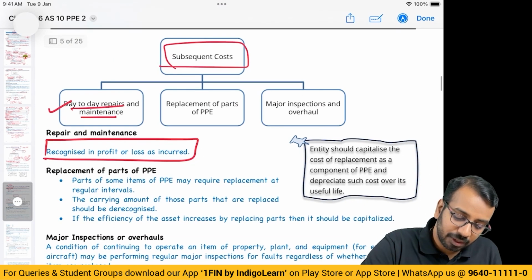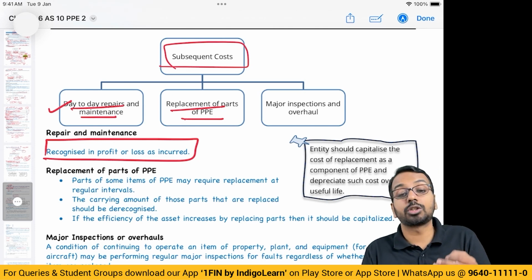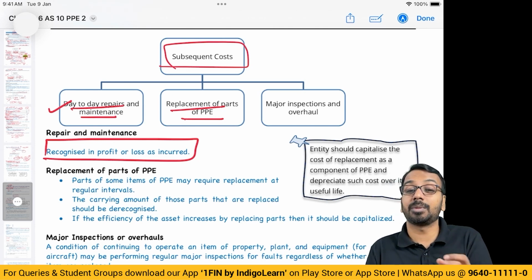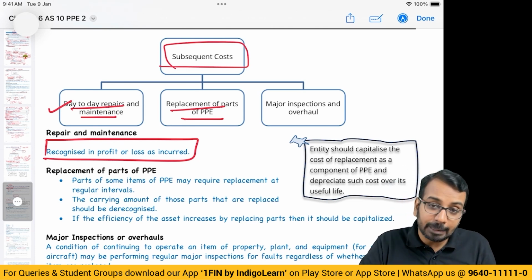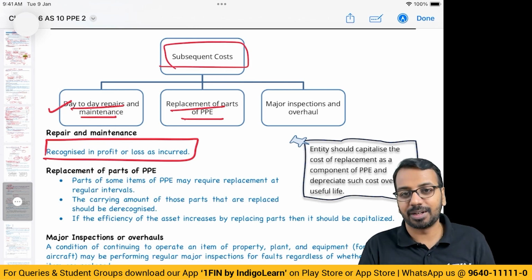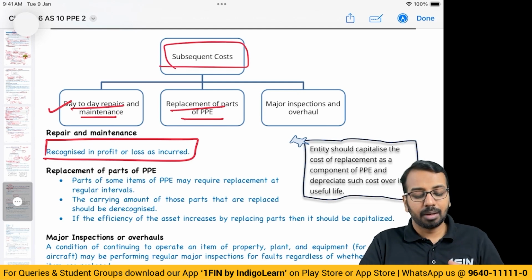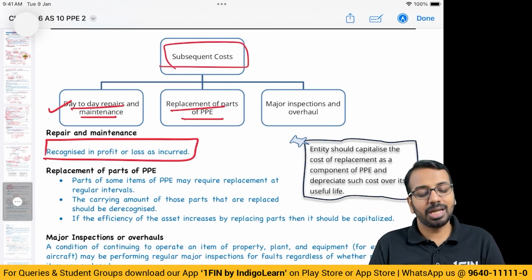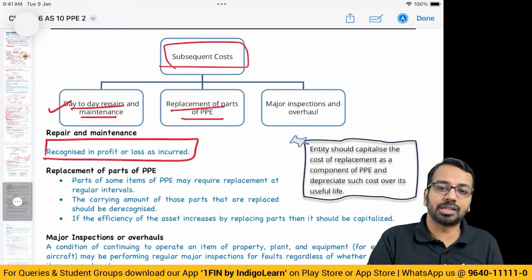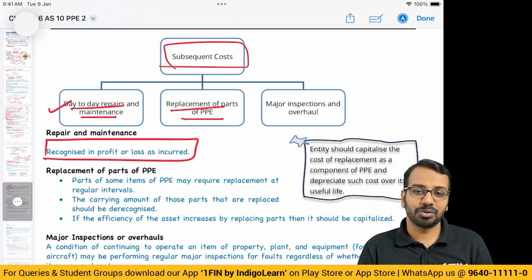Then, if I have to replace a part of the PPE, what should I do? Now you have to think of it in multiple dimensions. One, if by replacing the part, the life of the asset increases, which means future economic benefit increases, I have to capitalize. Or in some cases, like let's say an airline, the machine has 20 years of life, chairs have only 5 years of life. I am replacing the chairs. So I will capitalize the cost of the chairs because existing chairs are no longer useful.